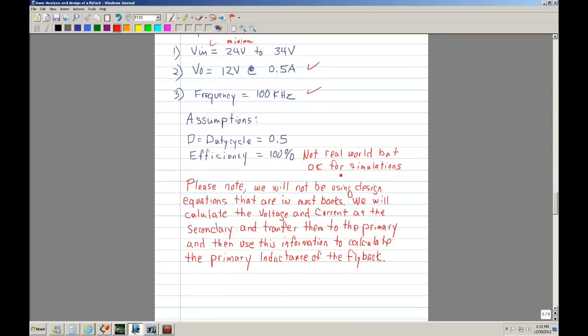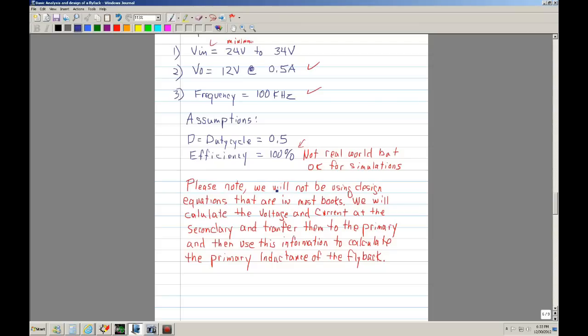Now these are my assumptions. I'm going to use a duty cycle of 0.5, and the second assumption is that it will be 100% efficient. Now remember this is just an assumption. It's not real world, but it's okay for simulation. Since we're using a simulator, I can use ideal parts and theoretically get 100% efficiency.